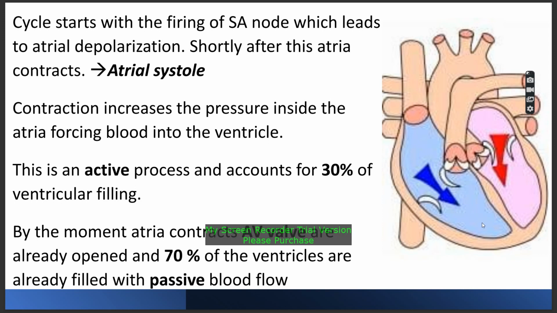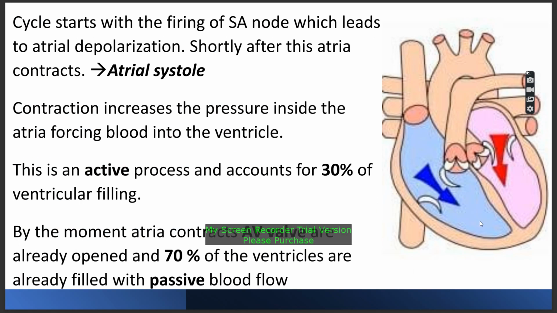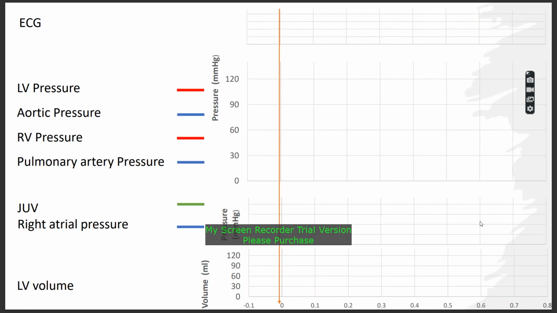This is an active process and accounts for 30% of ventricular filling. By the moment the atria contract, the AV valves are already open and 70% of the ventricles are filled with passively flowing blood. So before this atrial contraction takes place, the blood accumulated in the right atrium was filling passively into the right ventricle. 70% of the blood is filled by this passive flow. Only 30% is filled by this contraction of the atria, or atrial systole.